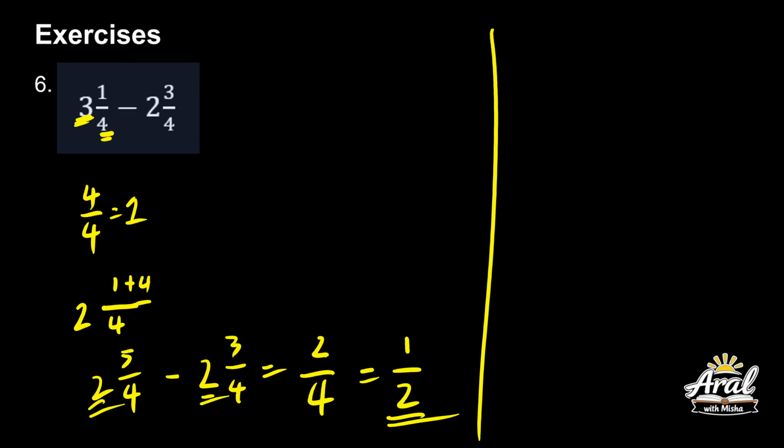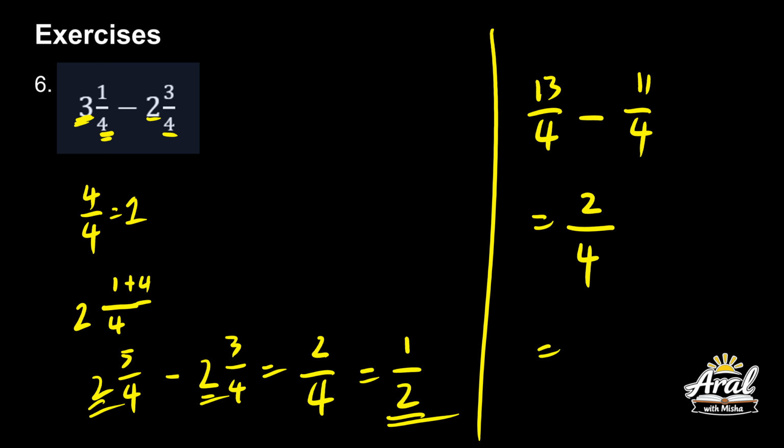Gawin natin improper fraction. 4 times 3 is actually 12. 12 plus 1 is 13 over 4. Minus 4 times 2, 8. 8 plus 3, 11 over 4. Is equal to 13 minus 11, that's 2 over 4. So, simplify, 1/2. Okay? Ganun lang.